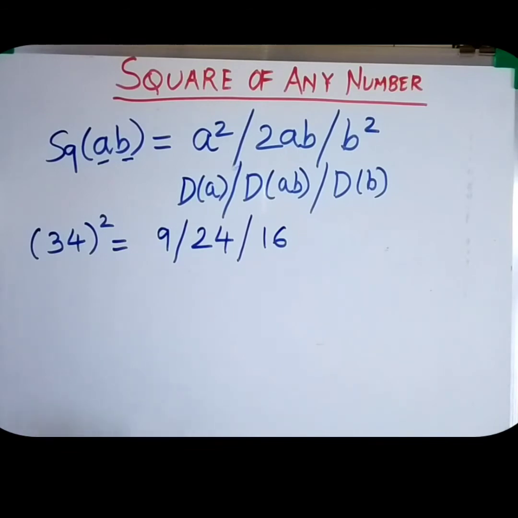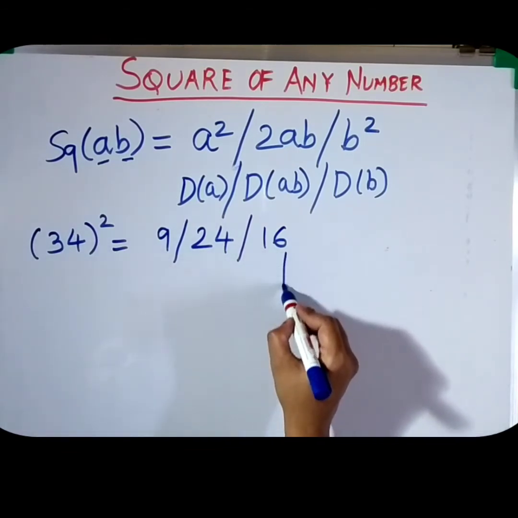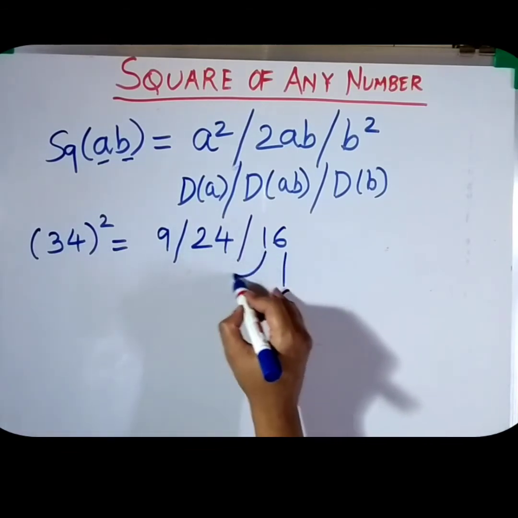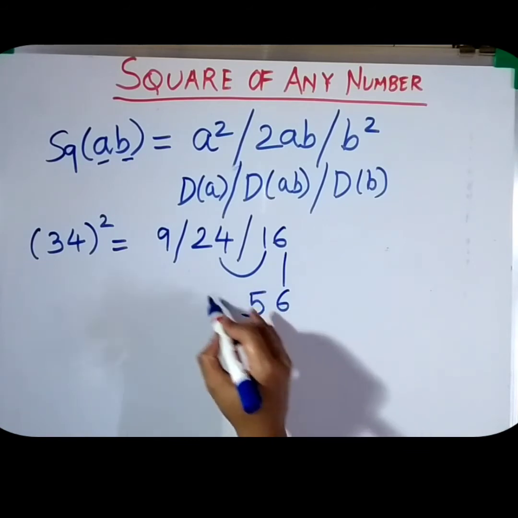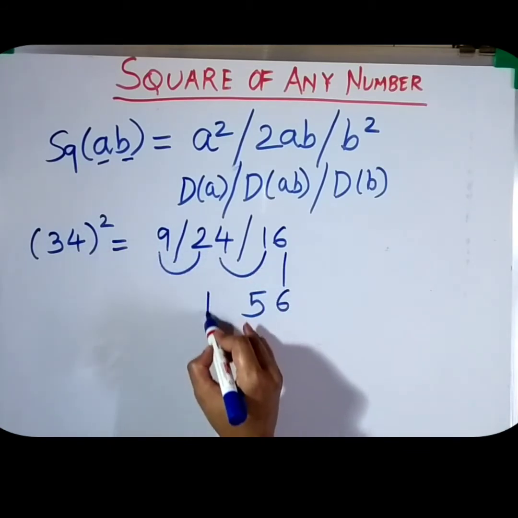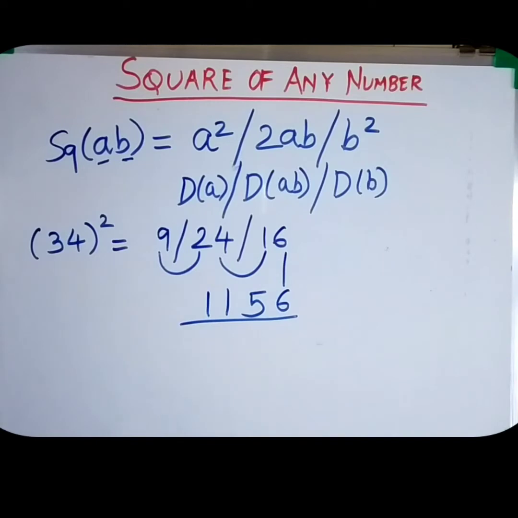So I'll solve this. Now taking 6 as it is. 1 plus 4 is 5. 2 plus 9 is 11. So the square of 34 is 1156. Okay. Now suppose I will take one more example.